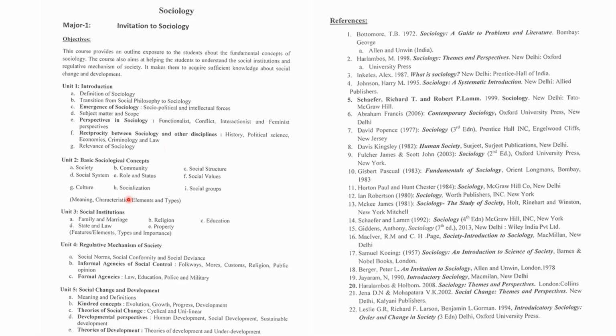In the second unit, you'll be learning about the basic concepts which you'll often be using in sociology in the further semesters. One is what is society, community, social structure, social system, role and status, social values, culture, socialization, social groups, its meaning, characteristics, and types. And in the third unit, you'll learn about social institutions, their meaning, family and marriage, religion, education, state and law, property, again their types and importance.